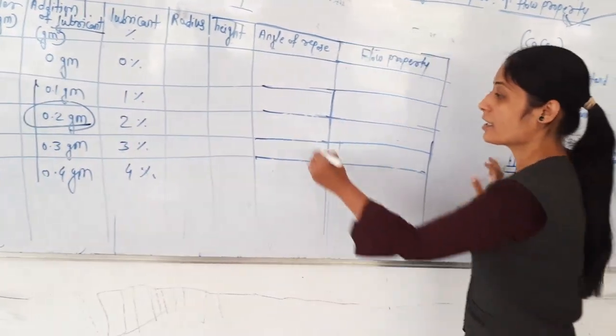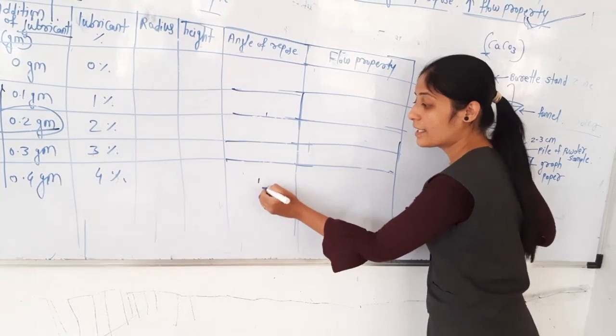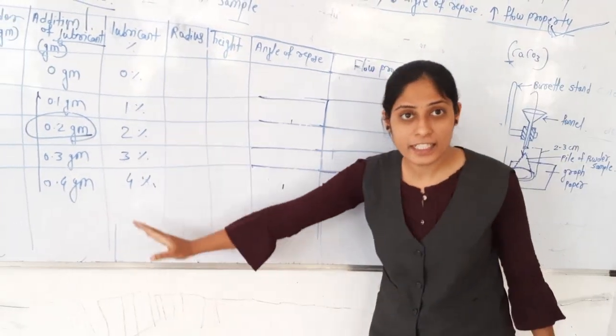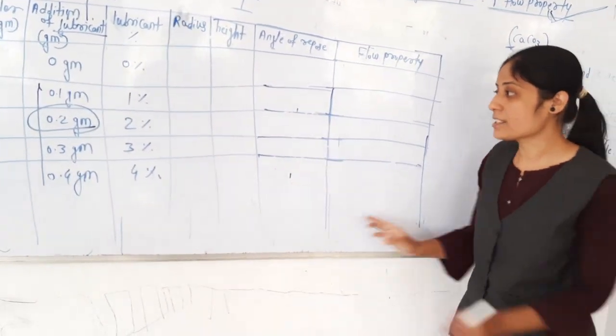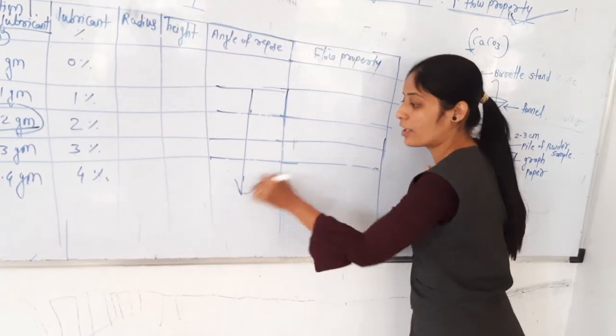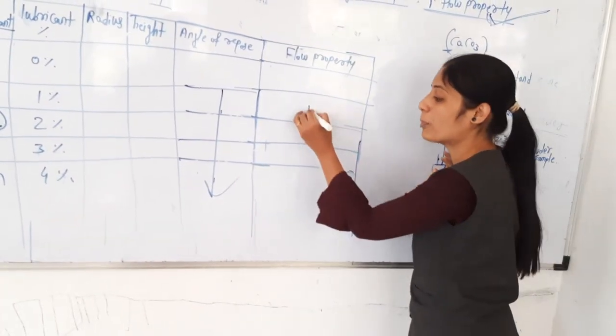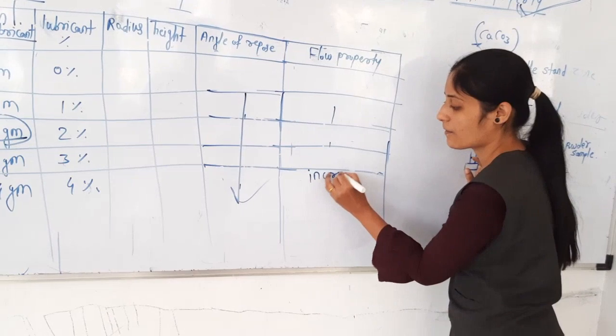It means that as the concentration increases, the angle of repose value decreases, and if the angle of repose value decreases, the flow property increases.